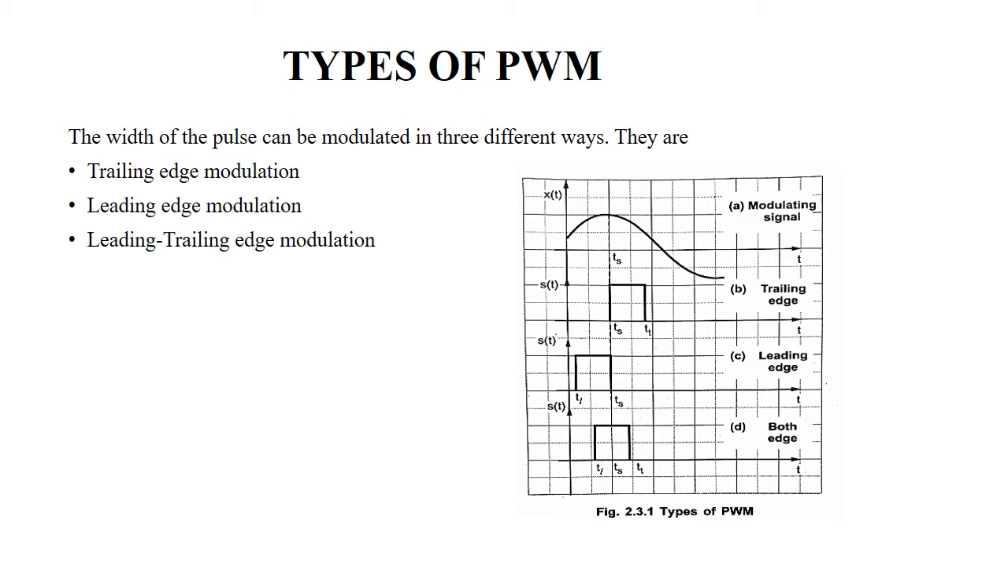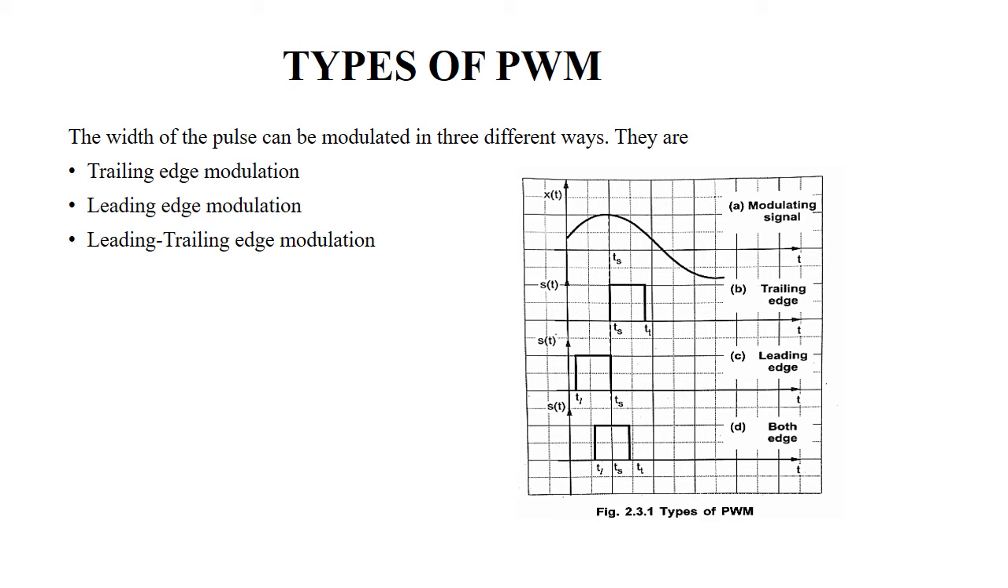Here TS is the sampling instant, and we observe that the leading edge is fixed at TS. The position of the trailing edge TT is varied to get the required width of the pulses. Second, leading edge modulation. In this method, the position of the trailing edge is fixed at the sampling instant TS, so the width of the pulse can be changed by varying the position of the leading edge at T1.